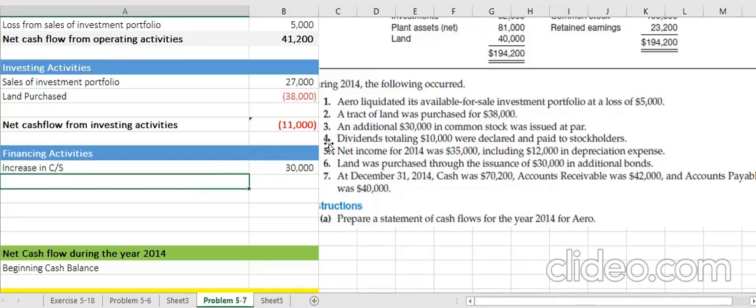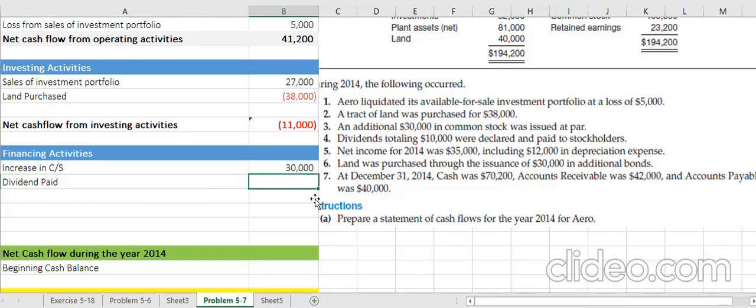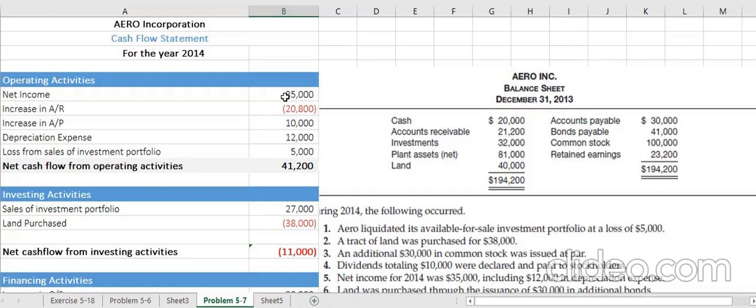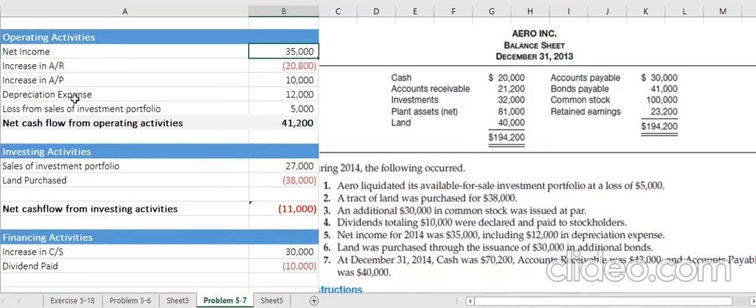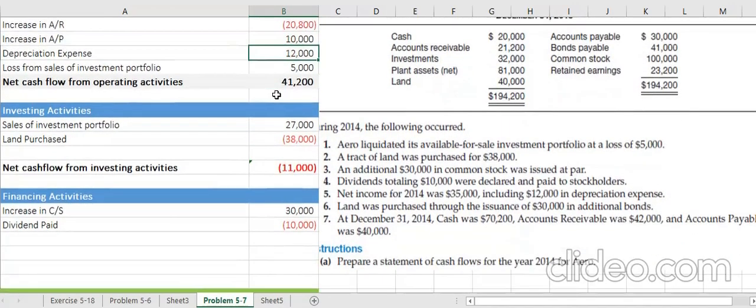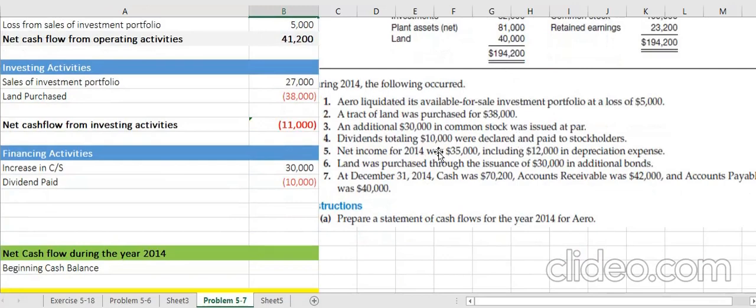Then number 4, dividends totaling $10,000 were declared and paid. The dividend is actually paid here, so if the money is paid, this is a cash outflow. Then number 5, net income $35,000. It is already recorded here, along with the $12,000 depreciation expense. We are done with the depreciation also, so number 5 is done already.